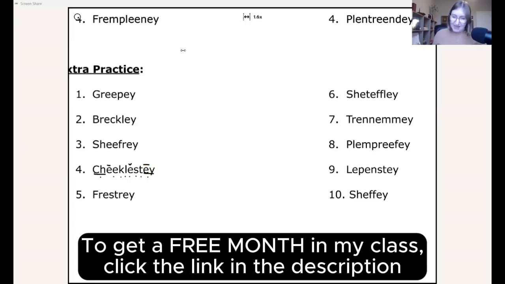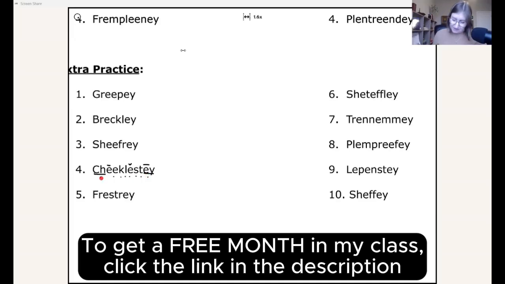All right, so we have this EE says E. This E is going to say eh because of those 2 consonants after it. This EY also says E. They both follow the tap 2 rule. This one does and this one does. So we have ch, E, k, L, E, S, T, E. Now we have all of the sounds in our brain. Now the only object is to get them in the right order.